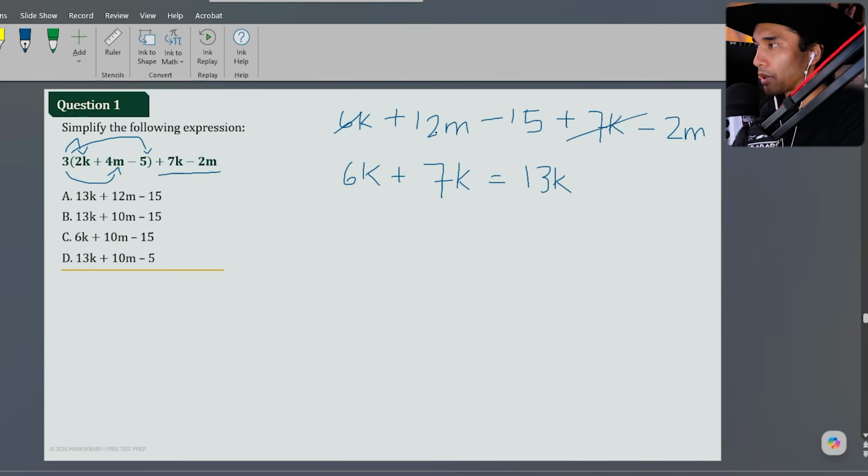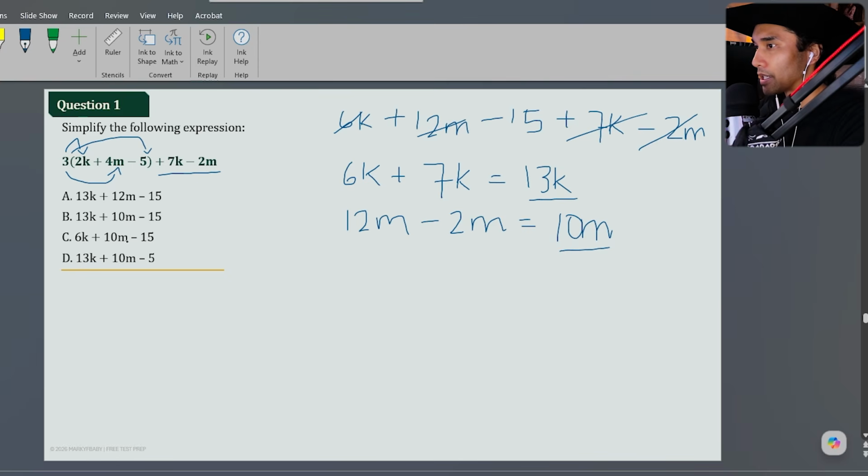And the next terms which I could combine are 12m and negative 2m. So I'm going to write it as such. 12m minus 2m equals 10m. And I'm going to cross that out. And do you see here? We have 13k and we have 10m.